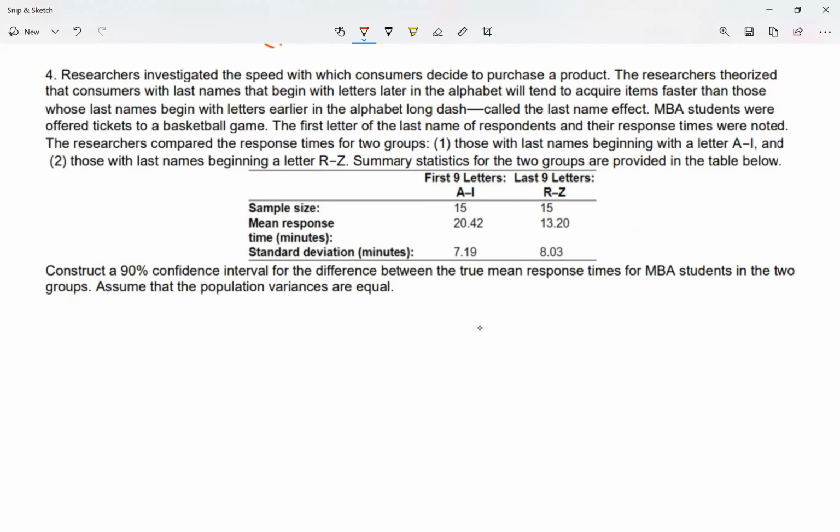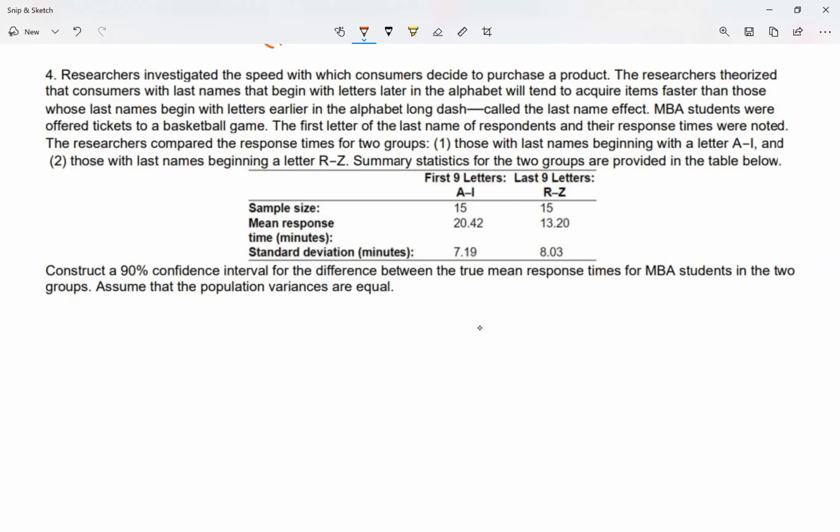So people are doing this study to see if it's true. The researchers compared the response times for two groups. Group 1, those with last names beginning with the letter A through I, so those are the beginning of the alphabet. And in sample 2, those with last names beginning with a letter R through Z, so those at the end of the alphabet. Everybody else is not counted in this sample. So I would not be counted because my last name starts with an L.